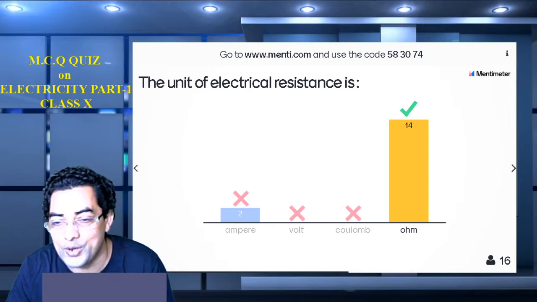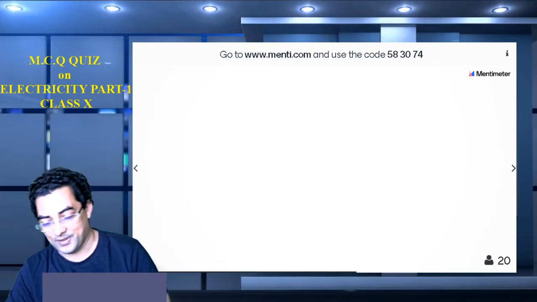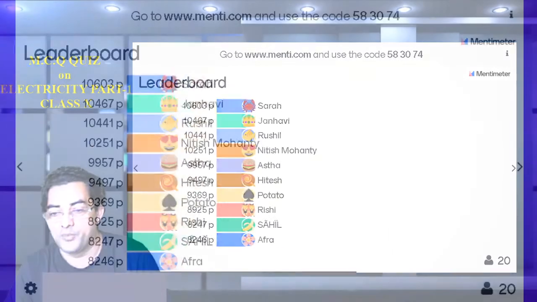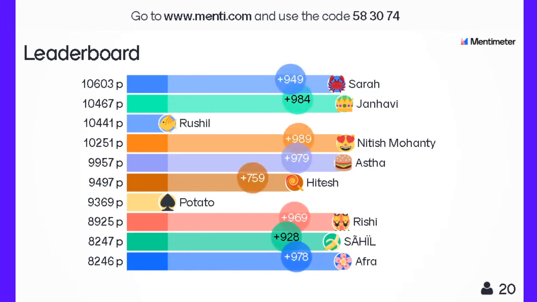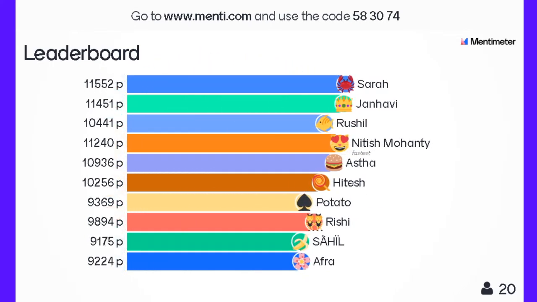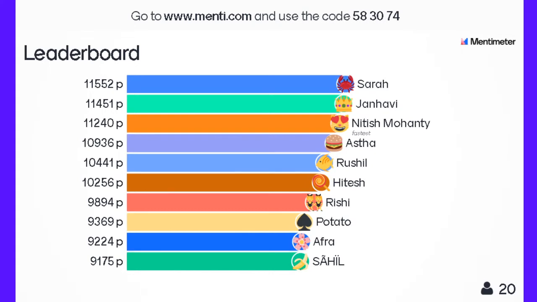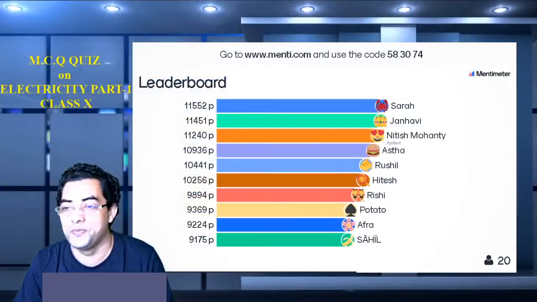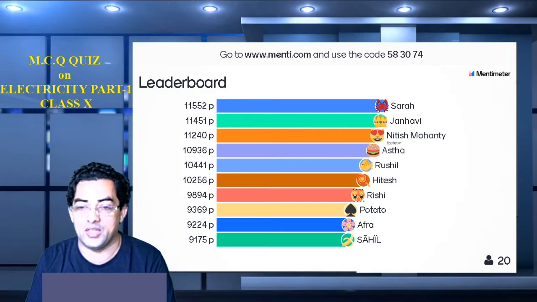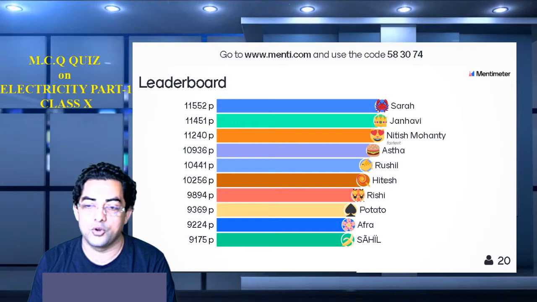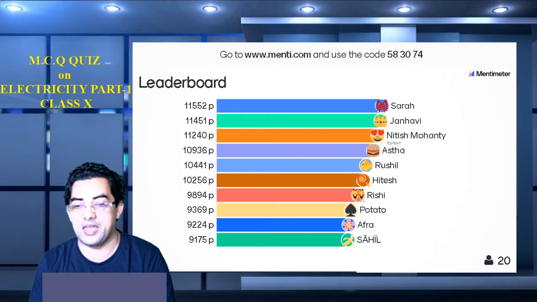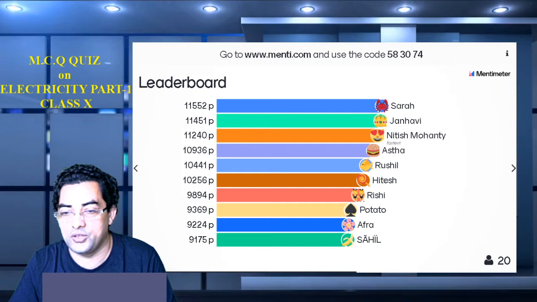Let's see the scores. Scores after this are like this. Leaderboard. Okay, some changes. Still we have got Sara number 1, Janvi number 2, followed by Nitish Mohanty, fastest finger again. That's excellent. Comes Astha, Rushil, Hitesh, Rishi. Potato has moved down. His French fries keep growing. Then comes Afra and Sahil. Come on, let's move on to the next one, guys.